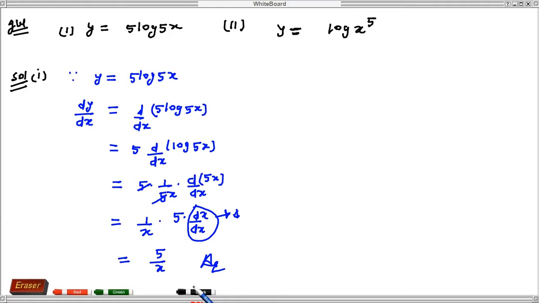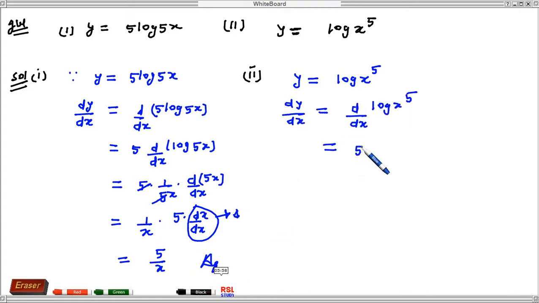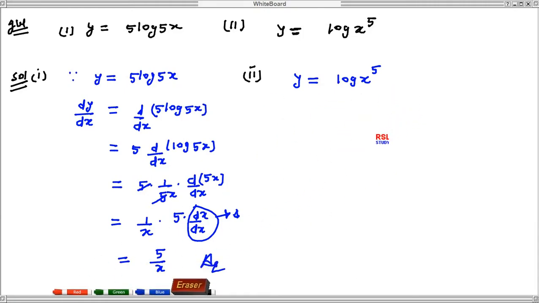Very easy question. There is nothing too hard here. This is a simple question. If you are not getting the fast rule in one line, then go step by step and you will definitely get the answer. After solving it, we will move to the second question, which is y equal to log x raised to power 5. So differentiating with respect to x, feel that this is x power n.